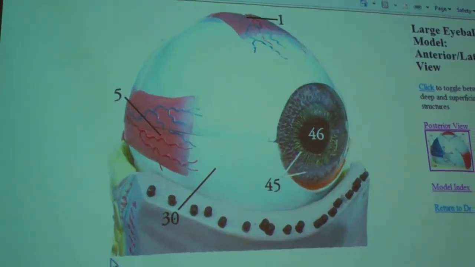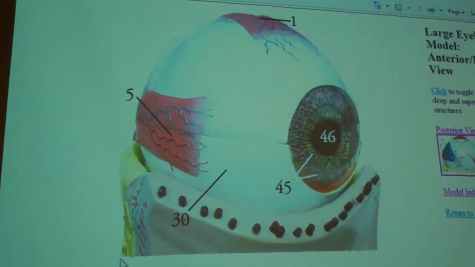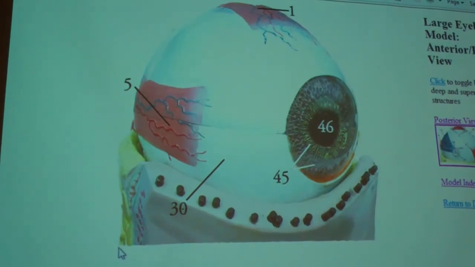Is that what collects in the caruncle? Yes. Listen, you sound smart. I collect my meibomian secretions in my caruncles. They're not eye boogers, they're caruncle exudates.